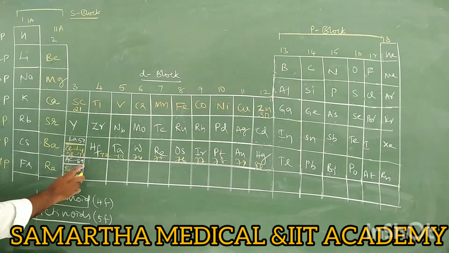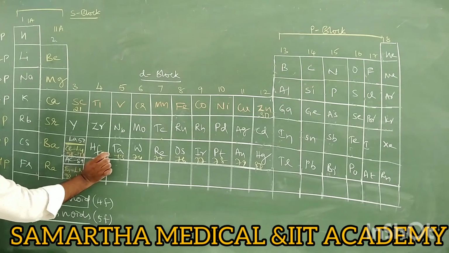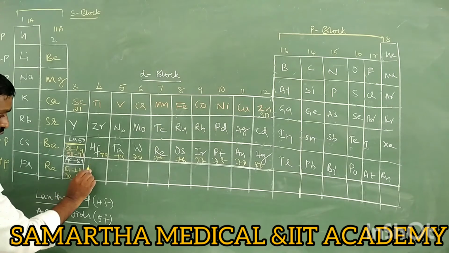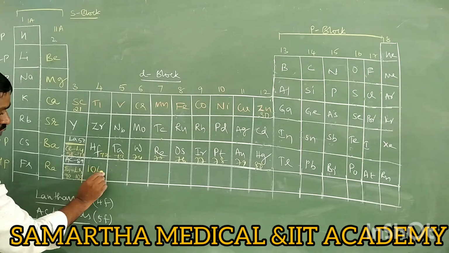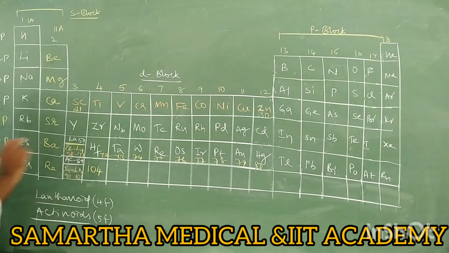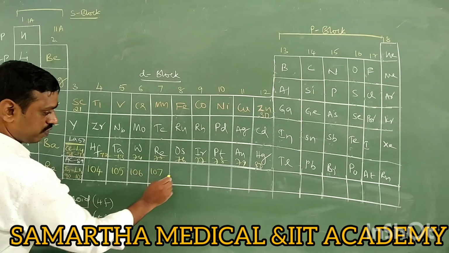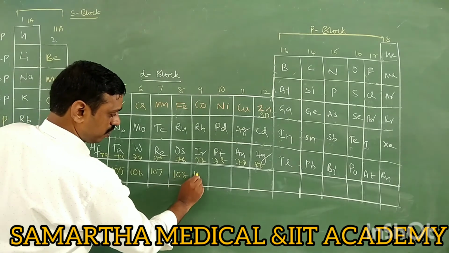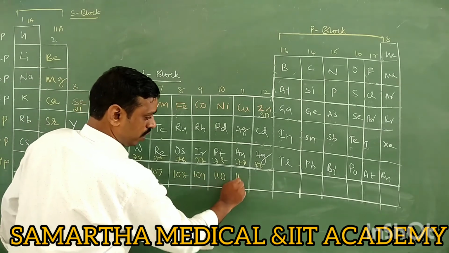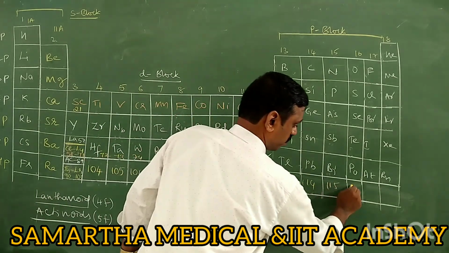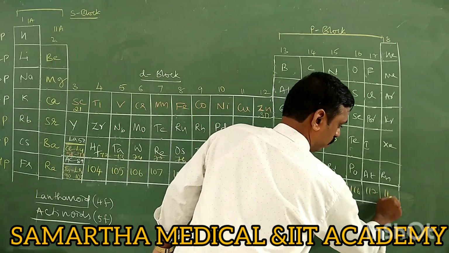Then tell me, here some element is there. Okay, there will be an element whose atomic number is what? 104. You need to remember the 104 element is present where? 4th group. That's important. Next is 105, 106, 107, 108, 109, 110, 111, 112, 113, 114, 115, 116, 117, 118.